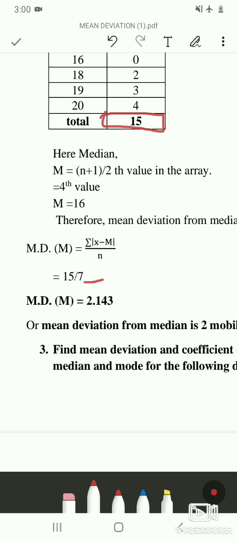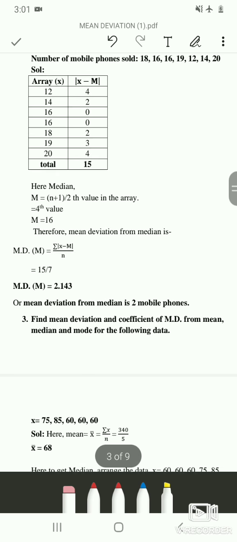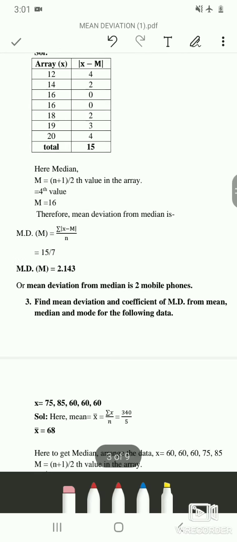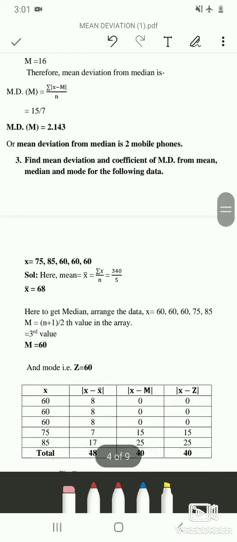So here n is 7 and summation of absolute value of x minus m is 15. After simplifying, you will get the value of mean deviation from median as 2.143, or you can approximate this because the data is for mobile phones sold. Therefore the mean deviation from median is 2 mobile phones. Now let's see another data.